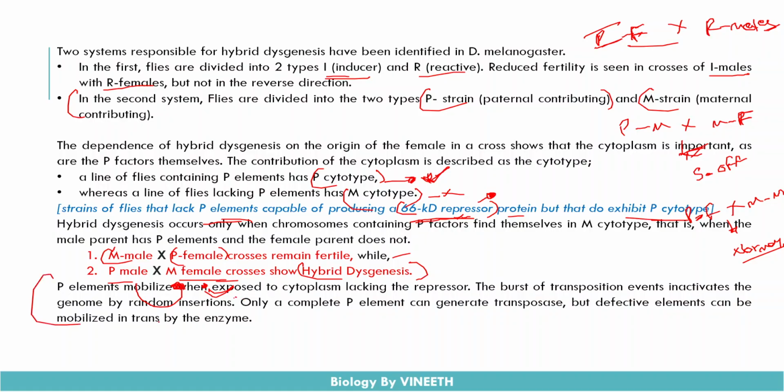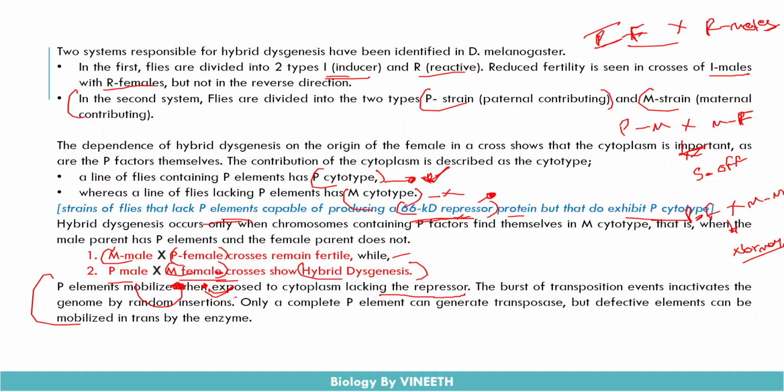P elements mobilize when exposed to cytoplasm lacking the repressor molecule, sorry, the cytoplasm of the M female, the M cytotype female. It lacks the repressor molecule.